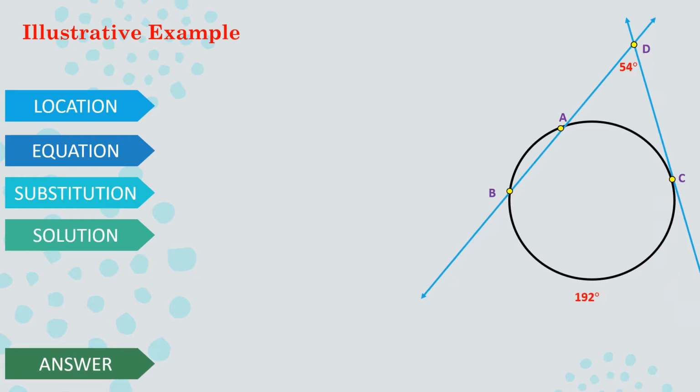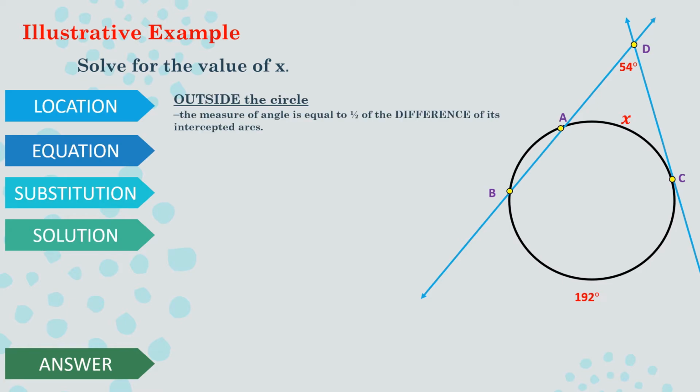Okay, so let's have another one. So given the figure, solve for the value of x. First, we have to determine the location of the given angle, which is angle BDC, and it is an angle formed outside the circle. Since it is an angle formed outside the circle, its measure is equal to 1 half of the difference of its intercepted arcs. So therefore, our equation will become measure of angle BDC is equal to 1 half of the measure of arc BC, the bigger arc, minus the measure of arc AC, the smaller arc.